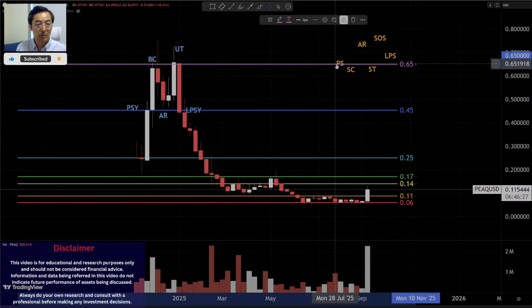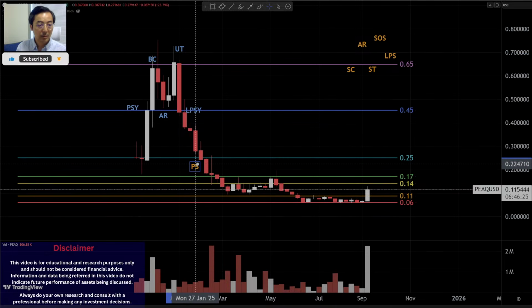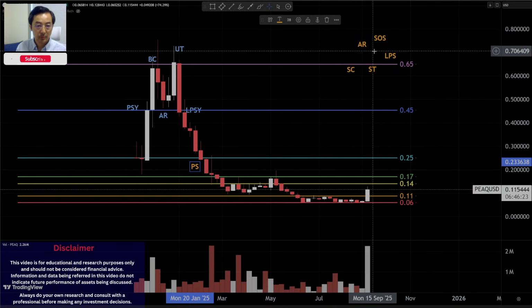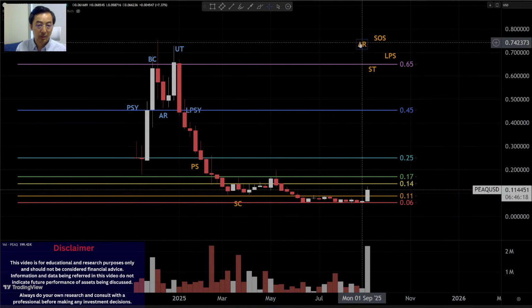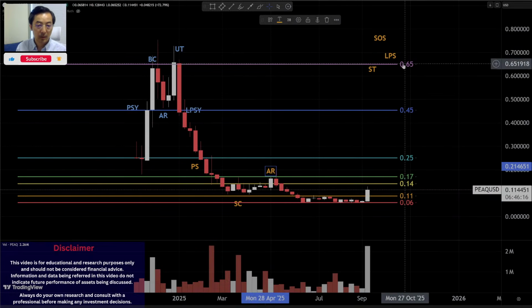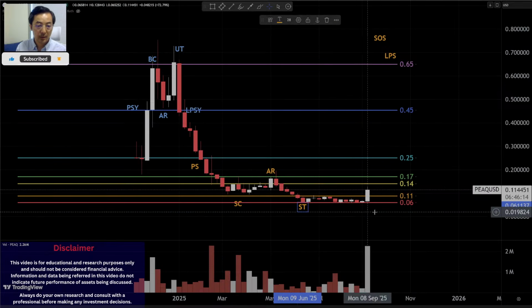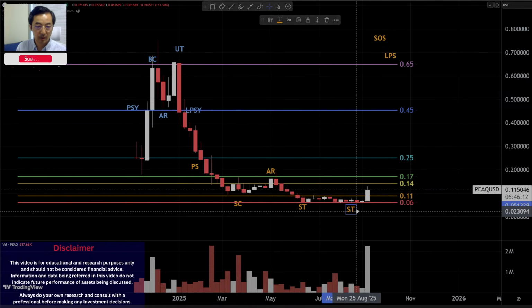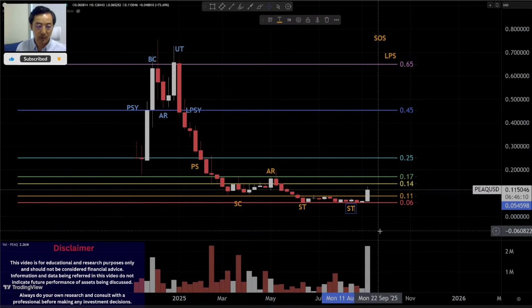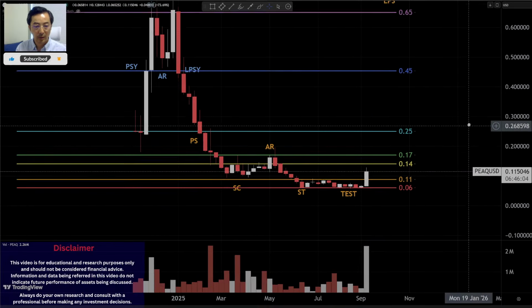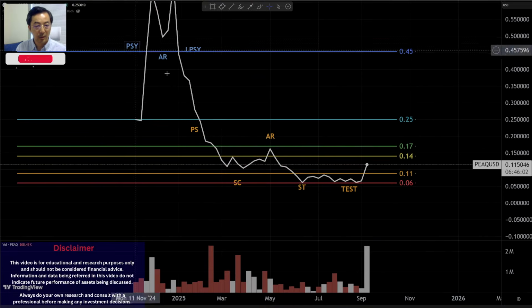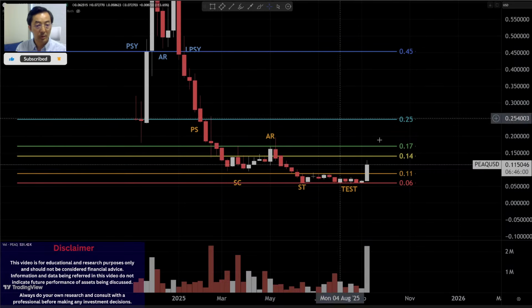And then preliminary support. The selling climax should be somewhere around here. Automatic rally. And second test, and more tests here. So I'll make it simple and just put a test. You see multiple tests, the whole line over there. If I change it to a line chart, you see there were multiple.